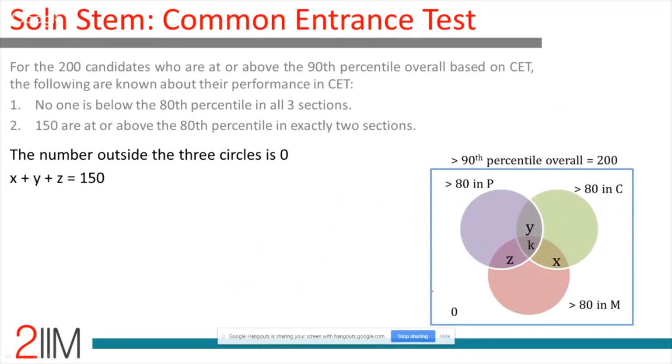So, I'll draw the diagram. Greater than 90th percentile overall is 200. No one is below the 80th percentile in all three. That is 0. This is 0. Total is 200. X, Y, Z. These three add up to 150. Done all this. Wonderful. So bang in the middle, let us call this K. That's also wonderful. So no one is below 80th percentile in all three. This we have incorporated. Let's build on this.